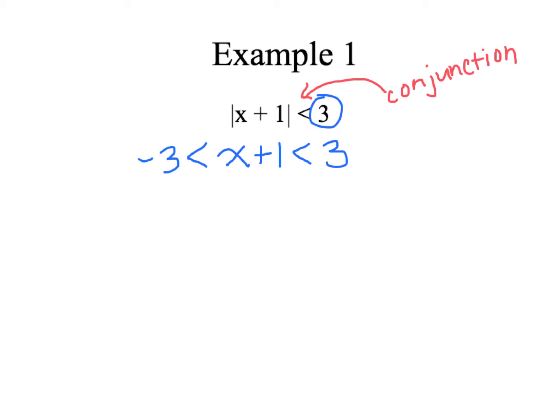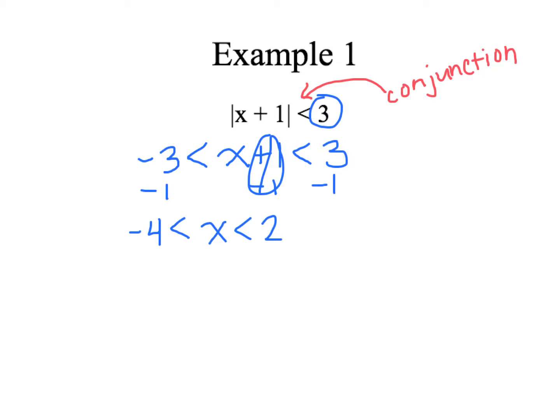Now we are going to solve this. And by solving this, we're going to work inside out. So we need to subtract 1 from all sides. So there should be 3 places that you're subtracting 1. So negative 3 minus 1 is negative 4. Still less than, this becomes a 0, so we have an x in here, which is less than 2. Now we have something that we can actually graph.